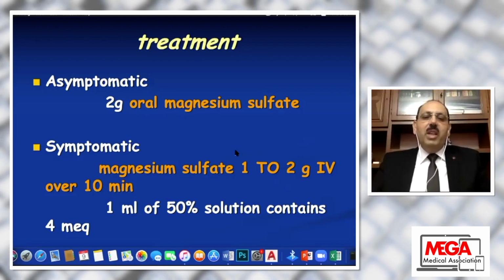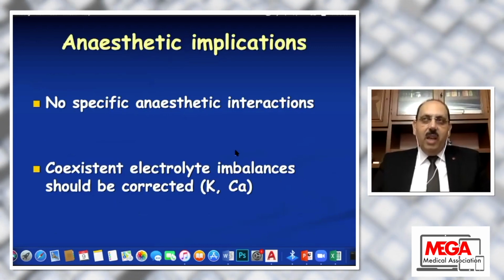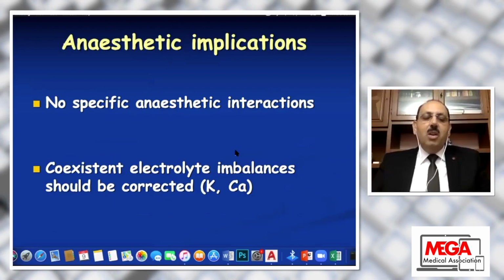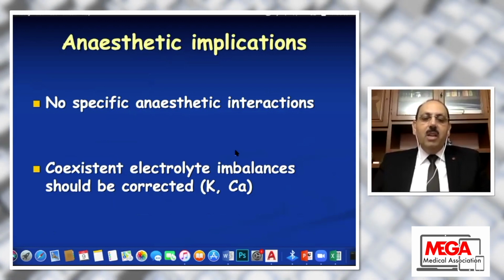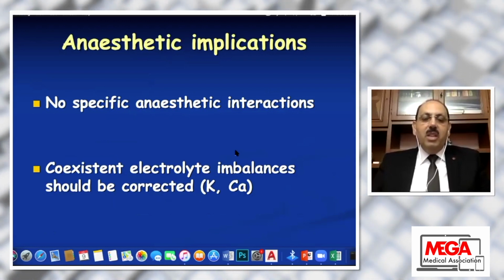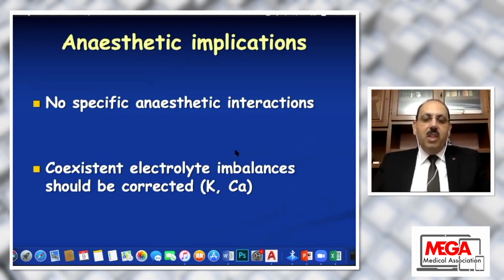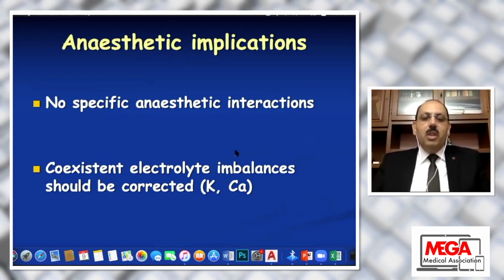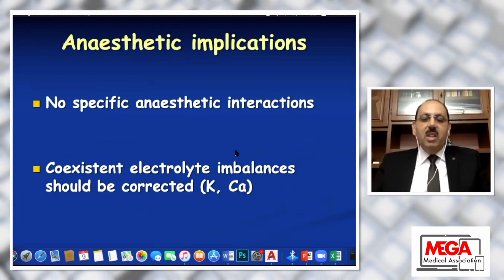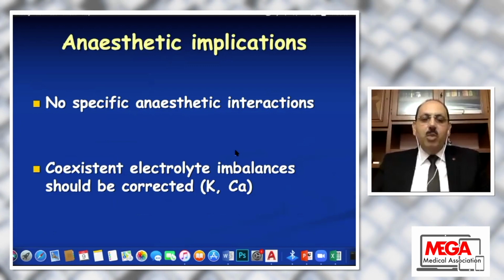The anesthetic implications, there is no specific anesthetic interaction with hypomagnesemia, only take care of other electrolyte imbalance, which is the potassium and calcium, which are dangerous and affecting the ECG and the muscle. So any imbalance in potassium and calcium should be corrected pre-operative.